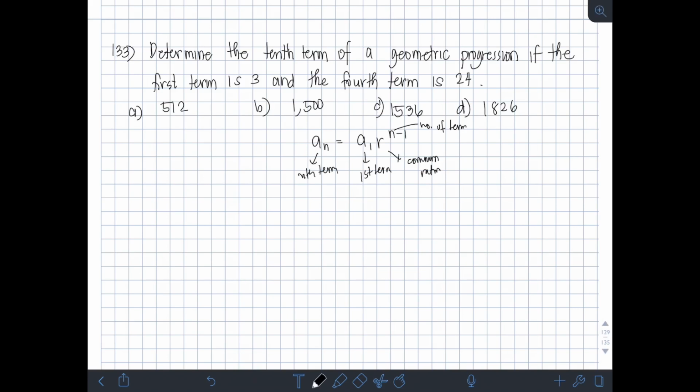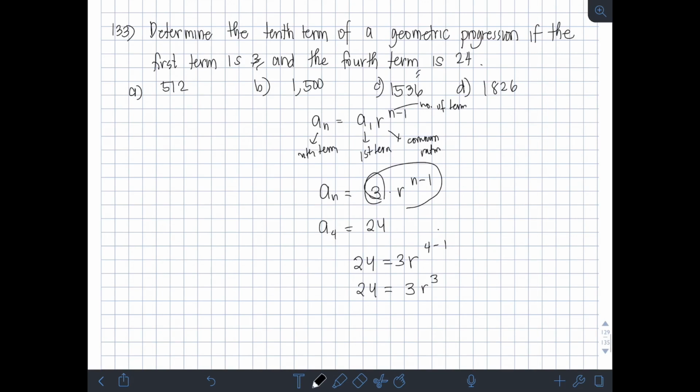So, ang given sa atin is yung first term na 3. So, meron tayong a sub n is equal to 3 times r raised to n minus 1. Ang isa pang given is yung fourth term o yung a sub 4 natin. Equal siya sa 24. So, pwede nating i-equate yung a sub 4 dito sa formula natin. So, 24 is equal to r raised to n natin is 4 kasi 4th term yung given, minus 1, tapos yung first term na 3.